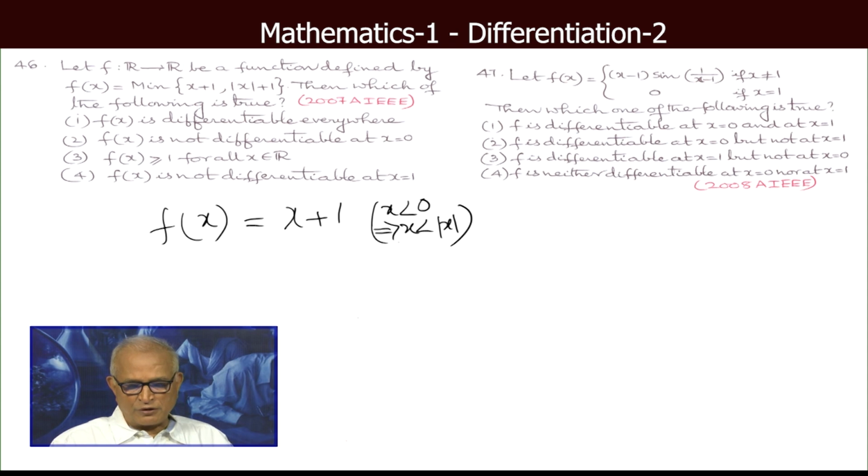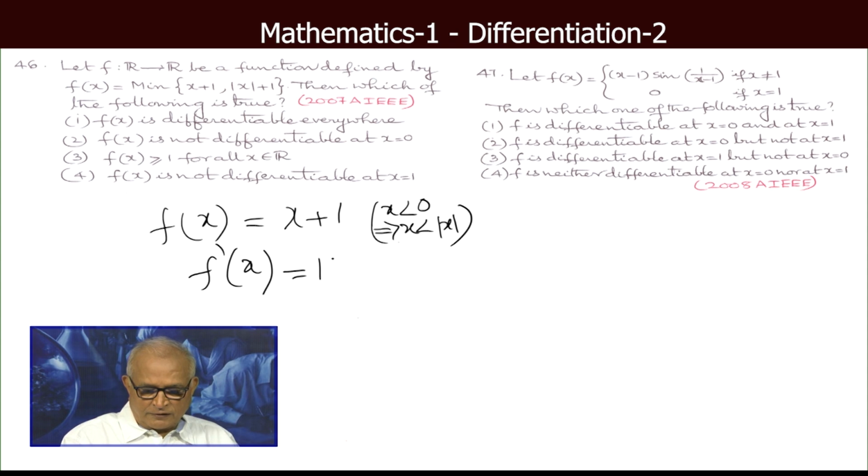So, therefore, f(x) equal to x plus 1. So, this is a more or less like identity function. x plus 1 is the linear function which is differentiable everywhere. f dash x equal to 1 for all x. For all x. So, f is differentiable for all x which is 1.